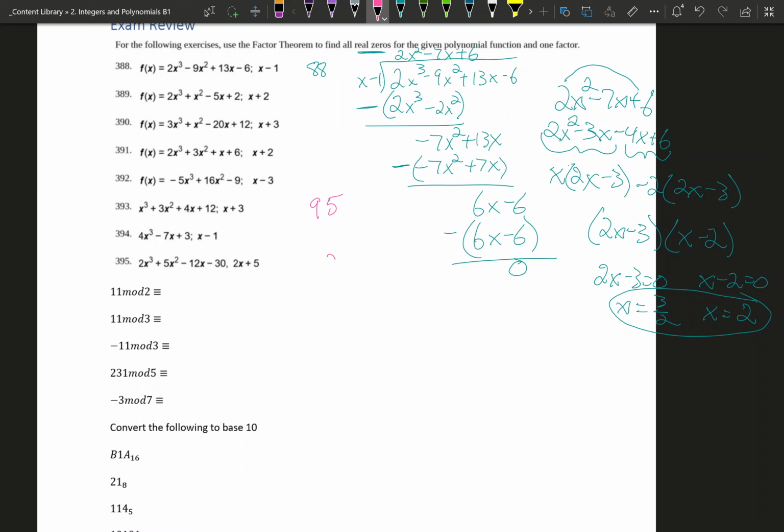Our long division here with our 2x minus 5 as our divisor, and our dividend needing some more space. Just to show some long division again, so we've got 2x cubed plus 5x squared minus 12x minus 30. So 2x cubed divided by 2x is going to be x squared. Multiply that by our entire divisor. Then we subtract. Watch your signs.